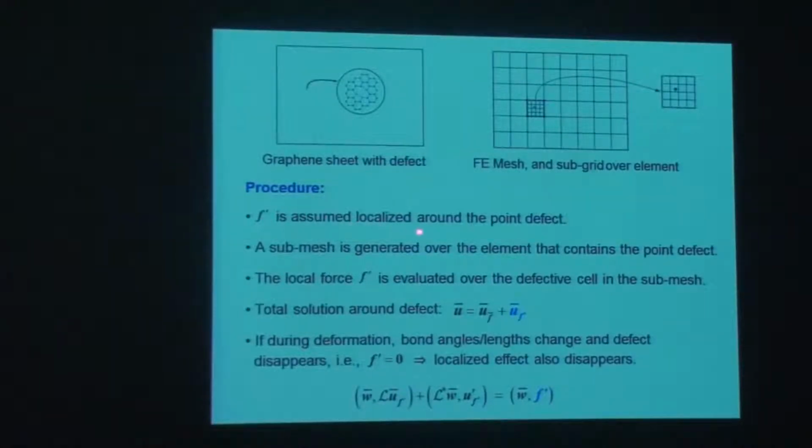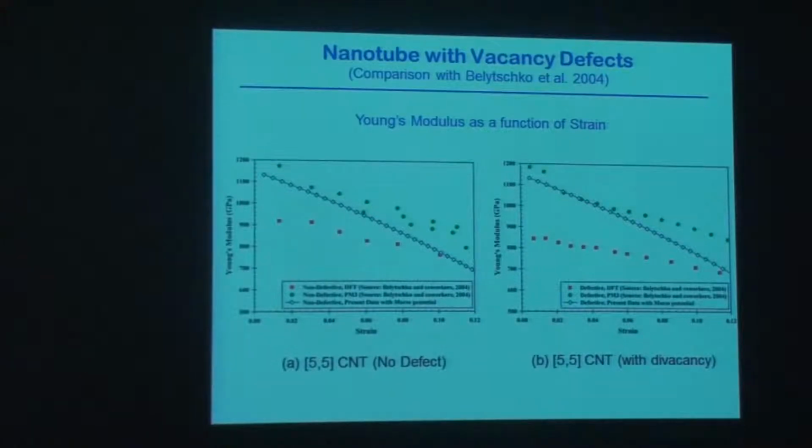So F prime is assumed localized around a point defect. So we create a submesh over the element that contains the point defect. The localized force field is evaluated over the defective cell, and we find the solution in this patch. And we get the total solution by applying Lagrange multiplier method for overlapping solutions. So we do not have to refine the mesh everywhere, and we are able to still recover that part of the physics. Here is nanotube with vacancy defect, and we are going to do comparison with Blechko and co-workers. These red dots and green dots are results from this particular paper.